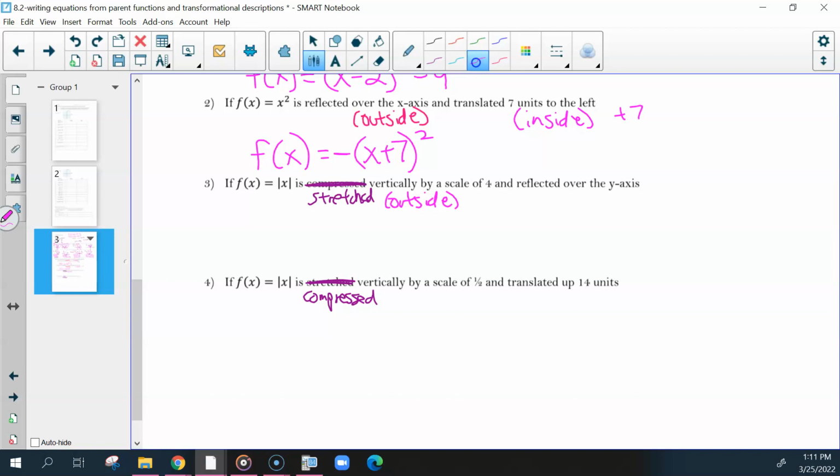And then reflected over the y-axis. Would that be a horizontal or vertical thing? If it was over the x-axis, that would be vertical. So this is horizontal, so this would be inside. Because that is inside, we're going to have a negative inside parentheses or something like that.